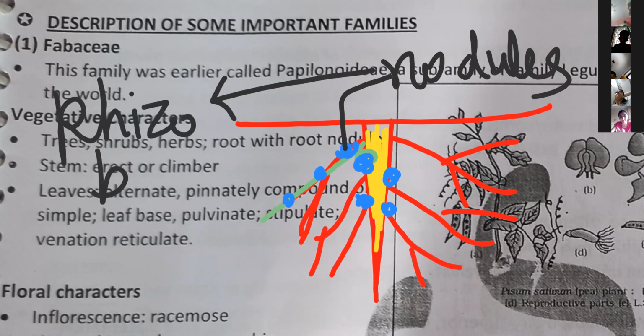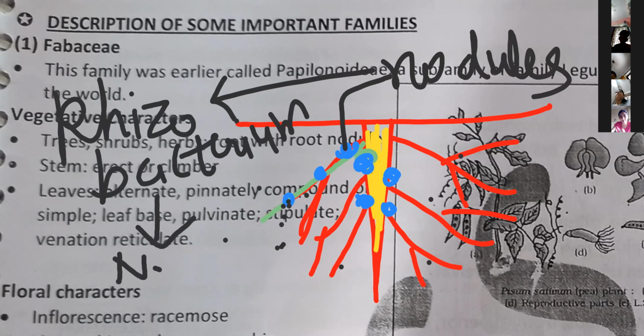In this nodule, which bacteria live? Rhizobium bacteria. Rhizobium bacteria are first in the soil. Then this bacteria enters the root system and lives inside it. It gets nourishment from the root system. The root system provides nourishment, and in response, this rhizobium bacteria helps in nitrogen fixation. So in a way, both organisms benefit from each other.